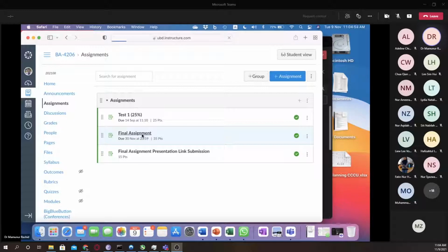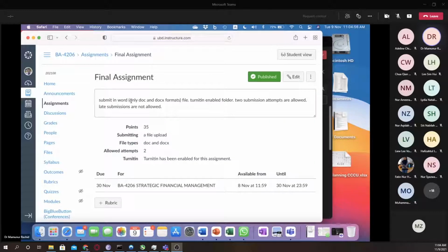But I think you can only submit a Word file. It's only a doc or docx format you need to submit. No other file format will be accepted, no PDF, nothing else, no Excel. So it is only a Word file. If you have anything in Excel, try to copy and paste it into the Word file and submit it accordingly. It's a Turnitin enabled folder, so be very careful.